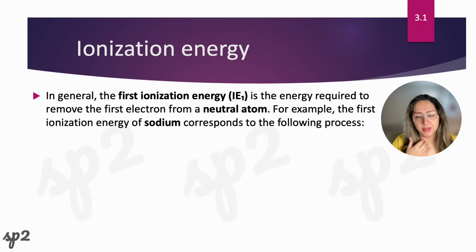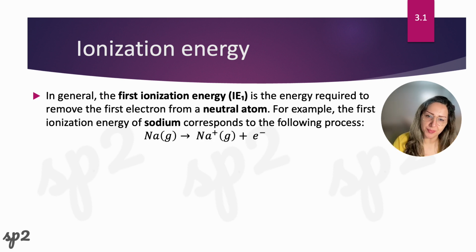Now, in general, the first ionization energy is the energy required to remove the first electron, right? And that starting point is going to be your neutral atom. For example, if you're looking at something like sodium, you go from a gaseous sodium, you add energy, you remove that electron, and you turn that into a sodium cation, right?